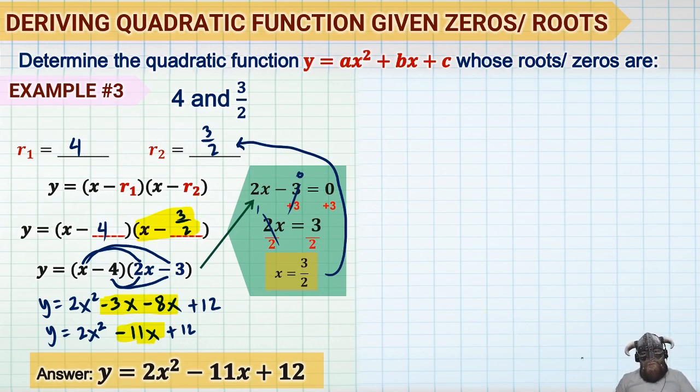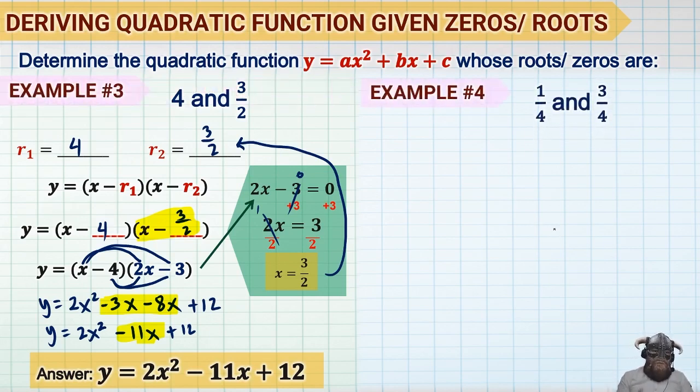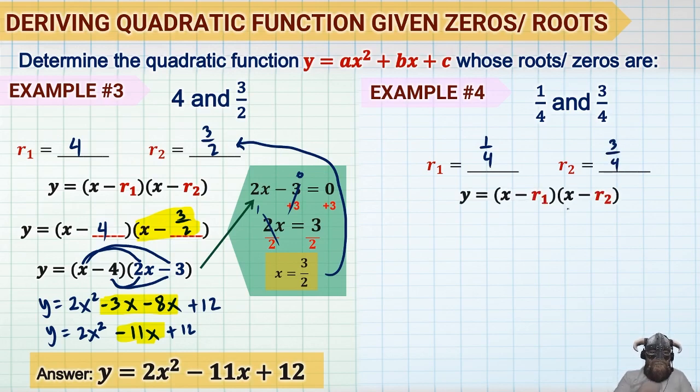Okay, let's continue with example number 4. So we have the given 1/4 and 3/4. Both of them are fraction roots. But we have to follow the same steps. So first, identify the roots. We have 1/4 and 3/4 or 3 over 4. Next, we just need to follow this one by replacing r sub 1 as 1/4 and r sub 2 as 3 over 4 or 3/4.